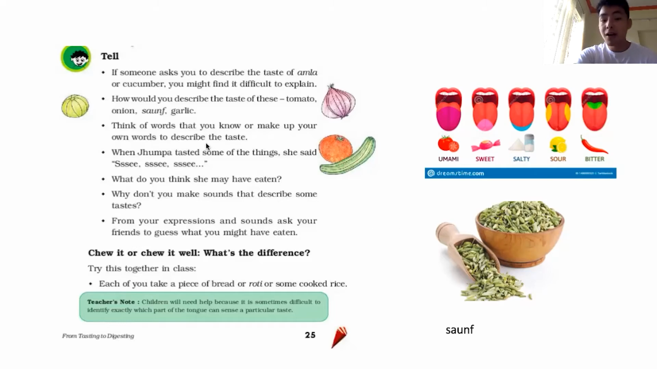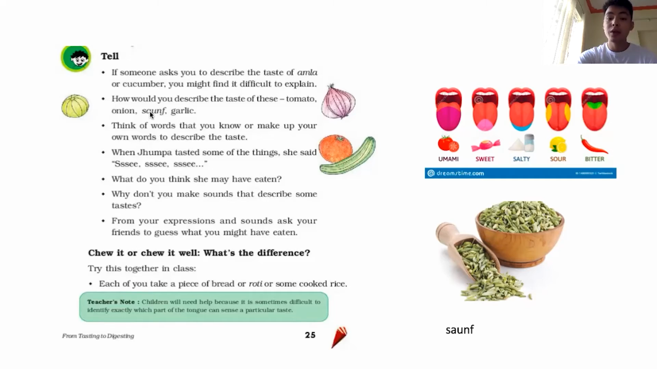This is snuff and garlic, as you know. I don't know what taste garlic is. I think a little bit of bitterness is there. It has a very strong aroma. It's a bit of a foul smell. Think of words that you know or make up your own words to describe the taste.